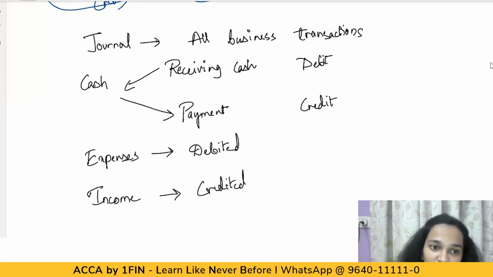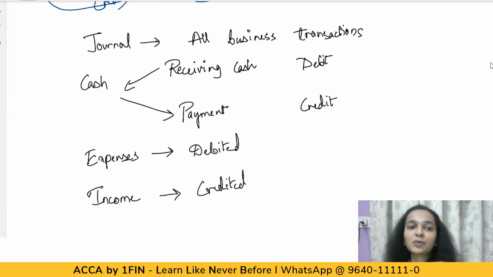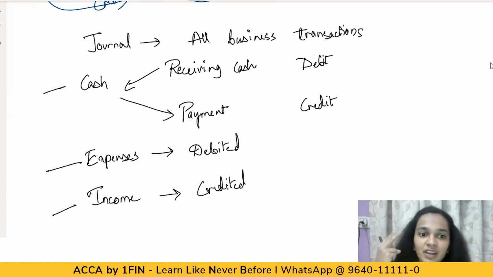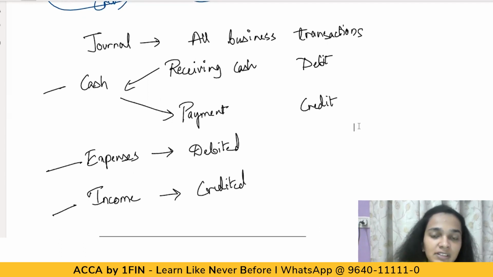Now, if you remember these basics, basically these three things: how are you treating cash, how are expenses recorded, and how are incomes recorded, passing journal entries will become a cakewalk. It will be really easy for you to pass any journal entry if you remember the basic rules and the basic principles of how different transactions are treated. So let's now take up a few examples of journal entries.